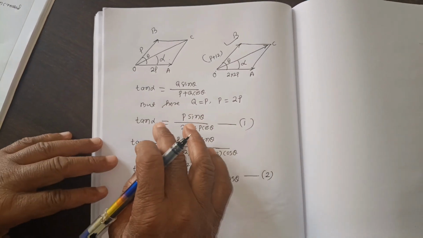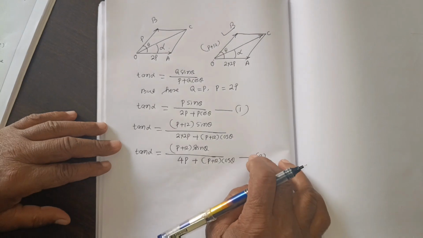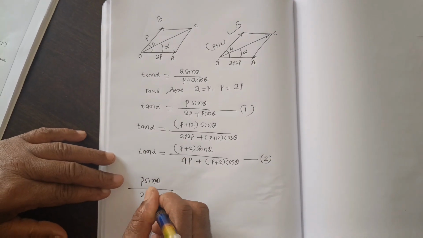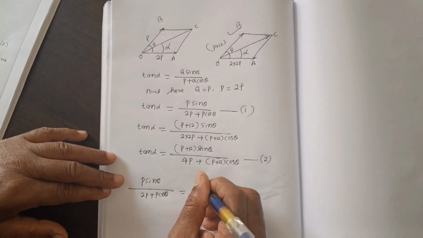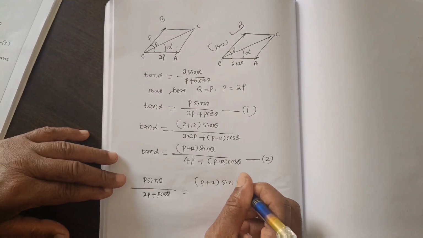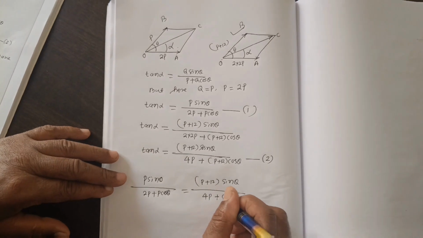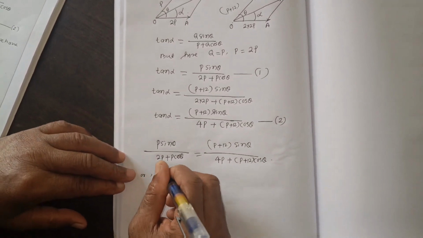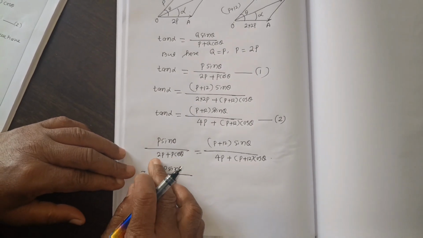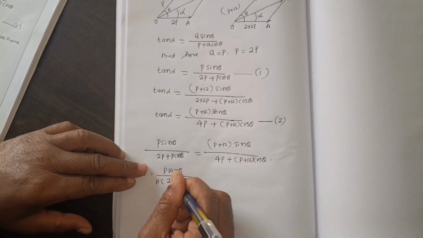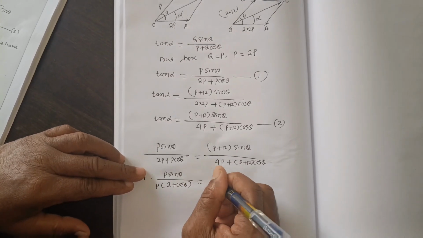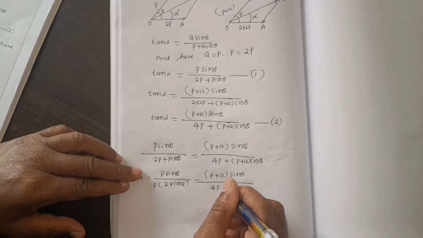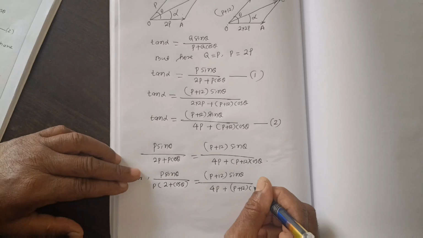Now equating equations 1 and 2, we have p sin theta divided by 2p plus p cos theta is equal to p plus 12 sin theta divided by 4p plus p plus 12 cos theta, or taking p common, p sin theta divided by p into 2 plus cos theta is equal to p plus 12 sin theta divided by 4p plus p plus 12 cos theta.